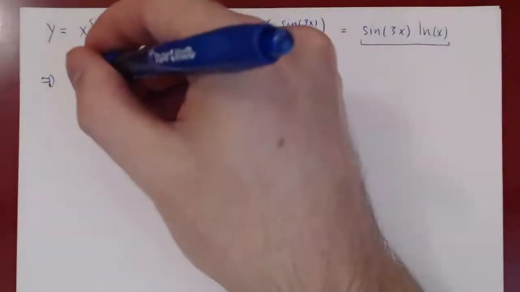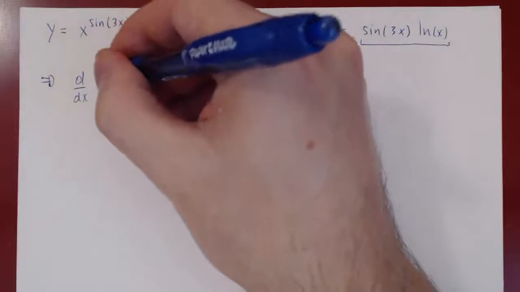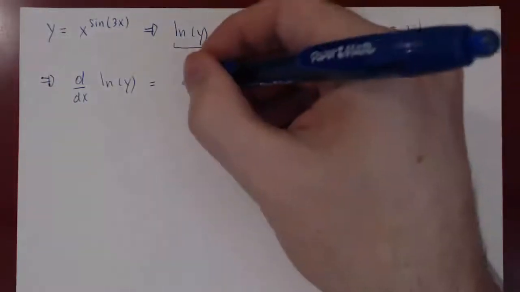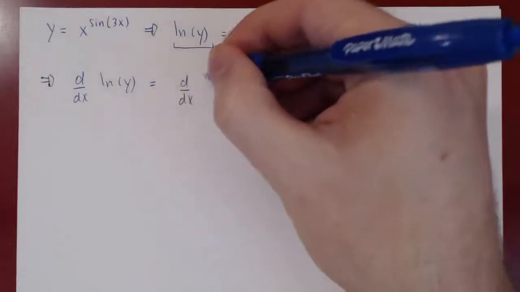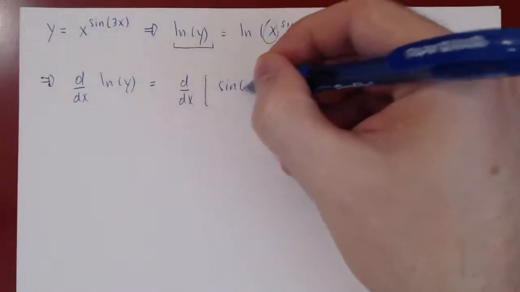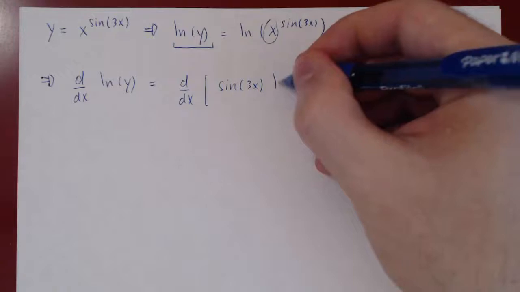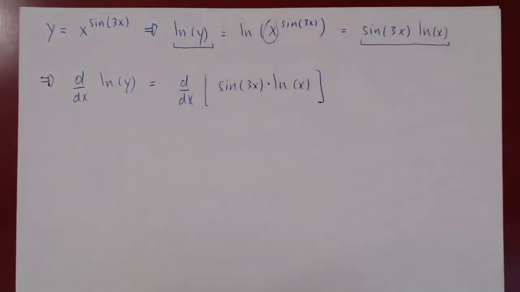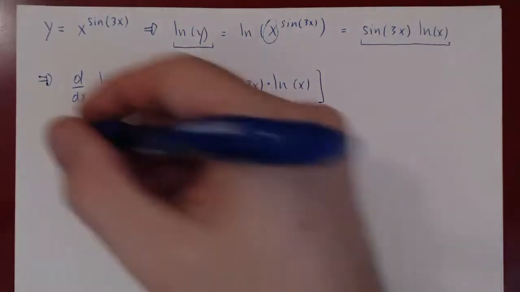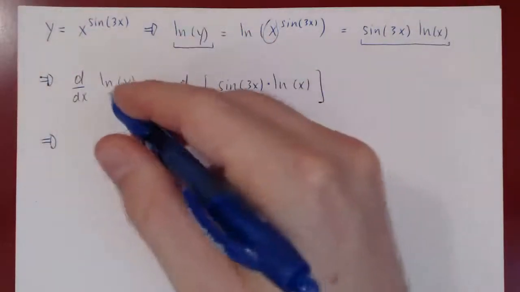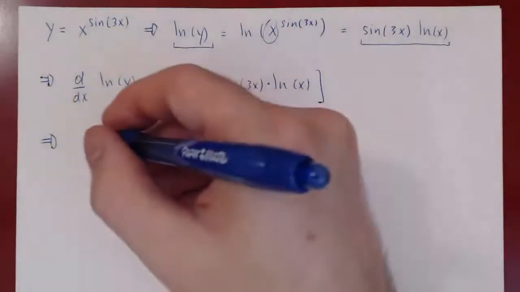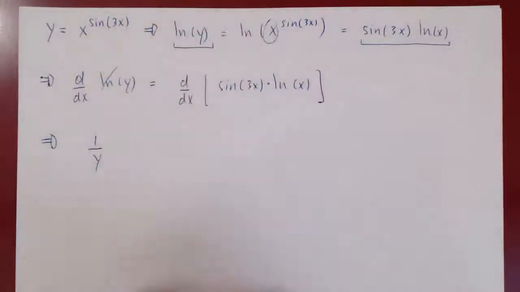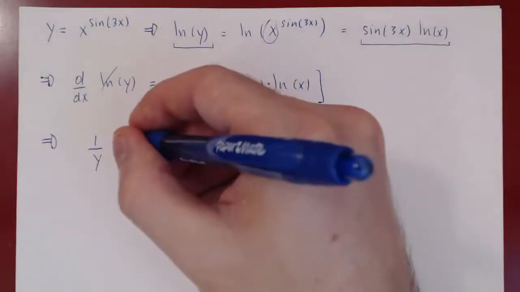So the derivative of the left-hand side, which is ln of y, will equal the derivative of the right-hand side, derivative of sine of 3x, times the ln of x. Once again, we have a product, so we'll use here the product rule. As in the previous example, the derivative of ln of y with respect to x will be 1 over y, chain rule times dy over dx.